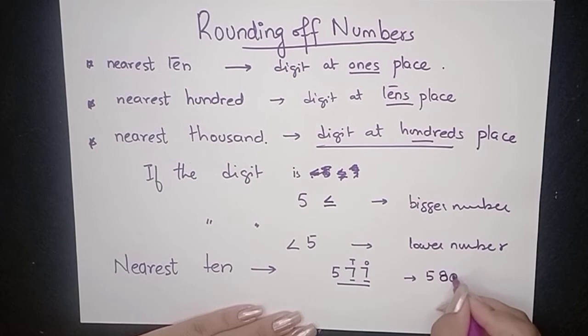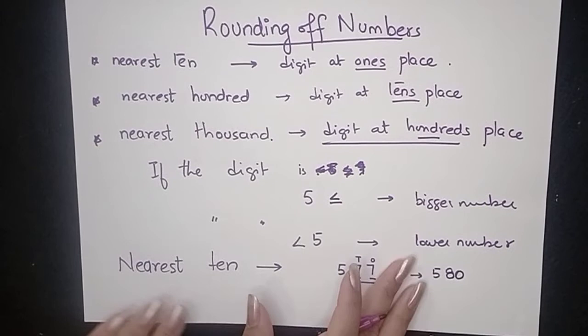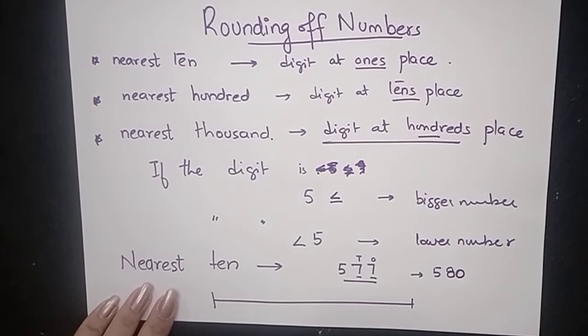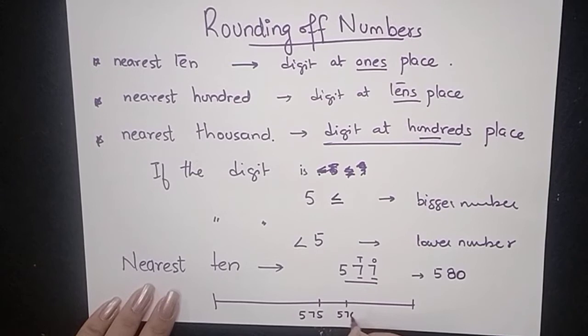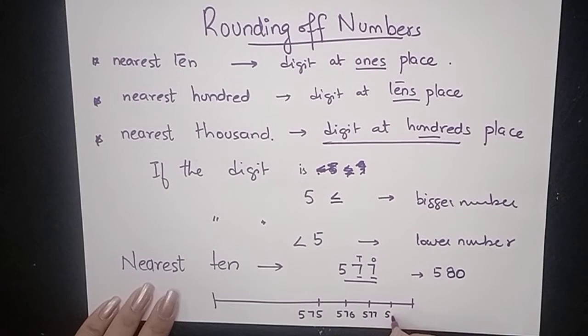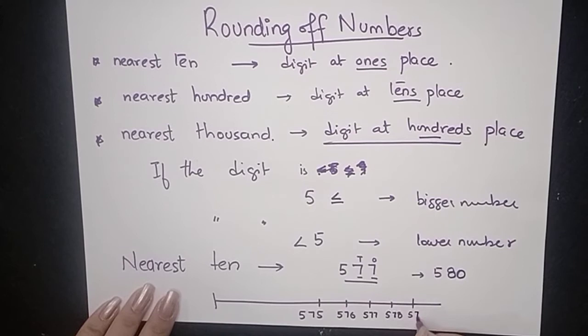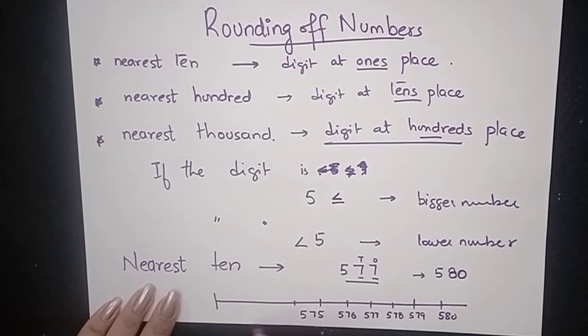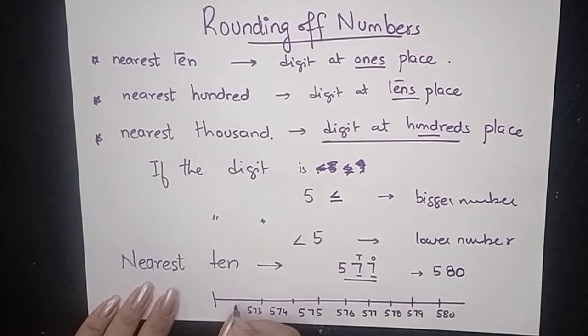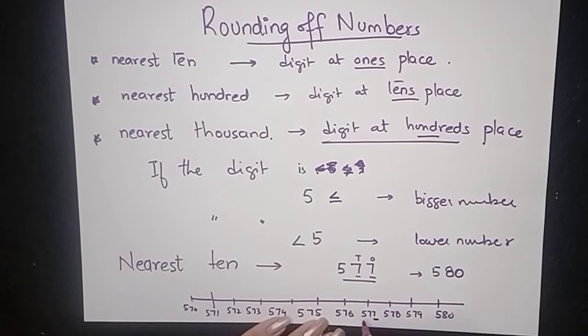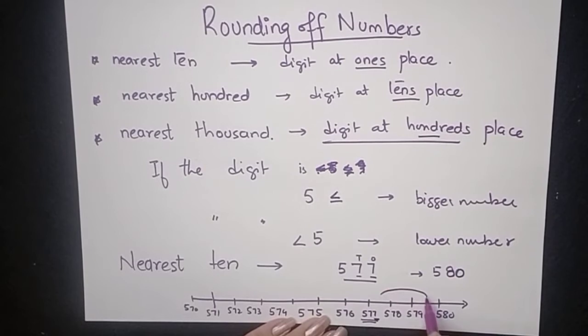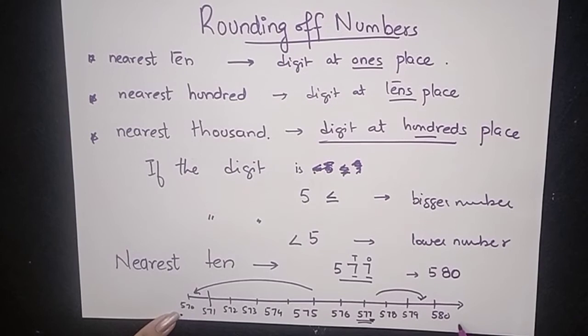Which is closer? I'll explain it to you with the number line. I guess it will be better for you to understand. For example, we have here 575, 576, 577, 578, 579 and 580, and here we have 574, 573, 572, 571 and 570. So look at the number 577. Which number is it closer to? Is it closer to 580 or is it closer to 570? 570 is here and 580 is here. It is closer to 580.